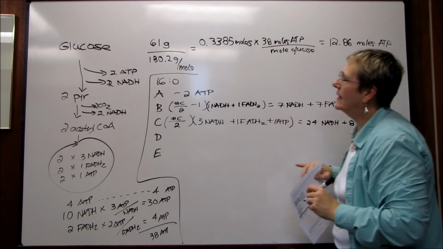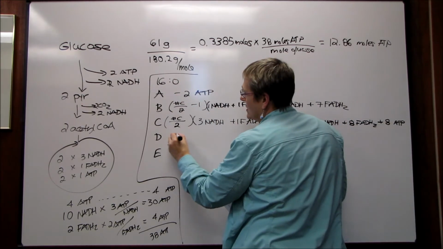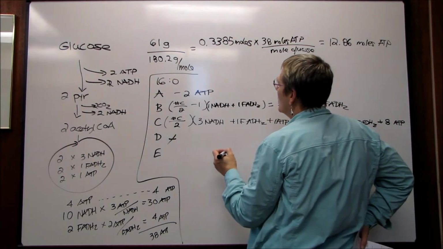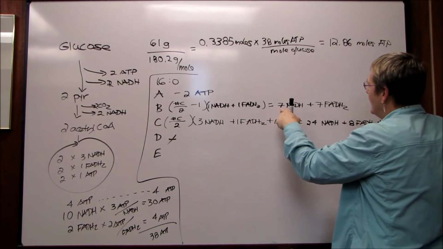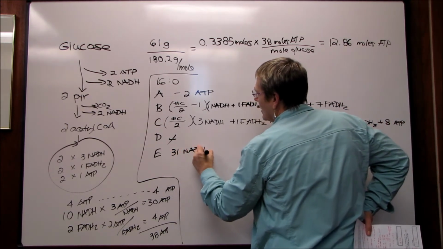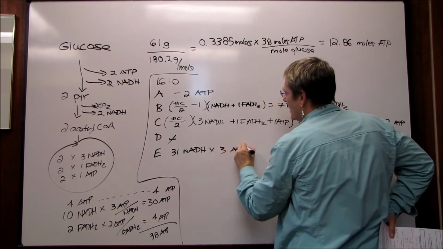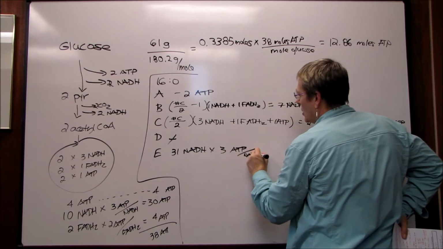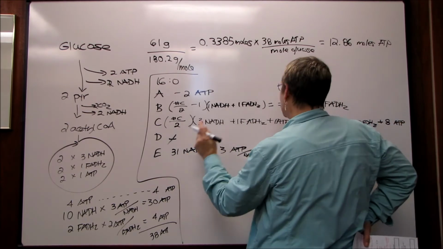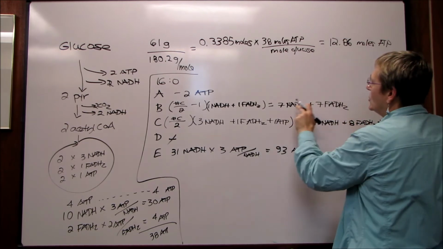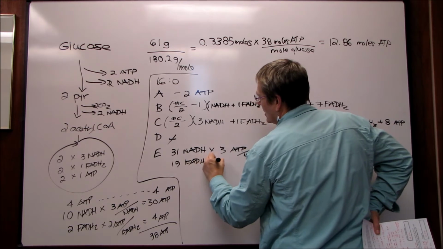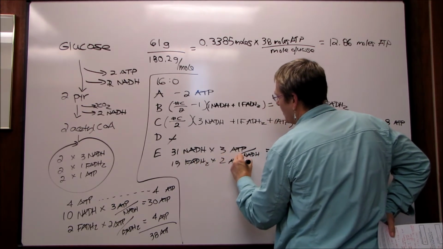I have to take into account double bonds, but I don't have any, so that just doesn't come into play here at all. Then I have to do electron transport and oxidative phosphorylation. So I have to add up how many NADH I have. I have 7 here, 24 there. That gives me 31 NADH times 3 ATP per NADH. So I've got 93 ATPs here. And I've got 8 FADH2 and 7 FADH2. I have 15 FADH2s times 2 ATP per FADH2.